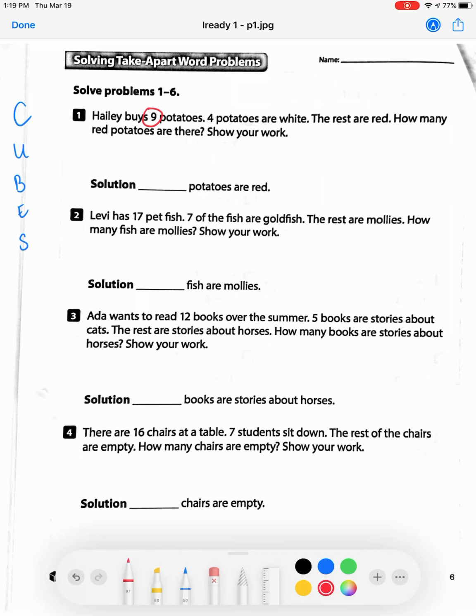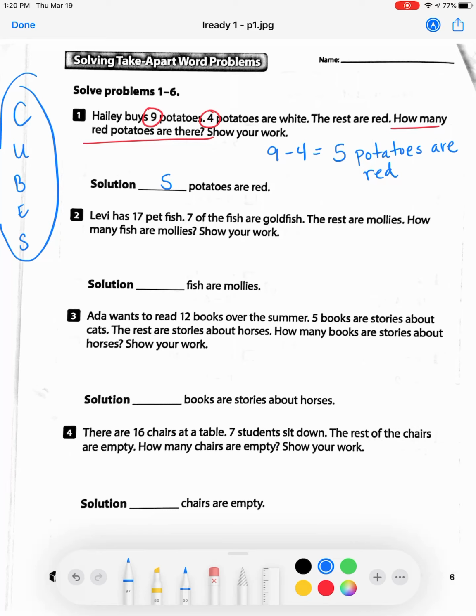So Haley buys 9 potatoes. 4 potatoes are white. The rest are red. How many red potatoes are there? Okay, so we know that there's 9 potatoes. And 4 of them are white. So the rest must be red. So if I subtract these two numbers, I get 5. So 5 potatoes are red. Okay, so make sure that you're using this cube strategy.